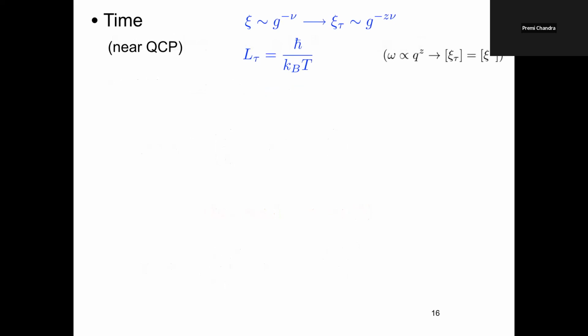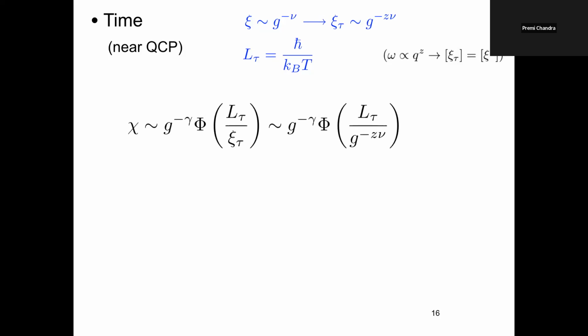Here, the correlation length goes as our tuning parameter g to the minus mu. That tells me since omega goes like q to the z, our correlation time goes as psi to the z. So that means that our correlation time goes as g to the minus z mu. And we're putting our system in a box in time, which is h bar over q. That's just like the Planck time we were talking about. Okay, so how does this work?